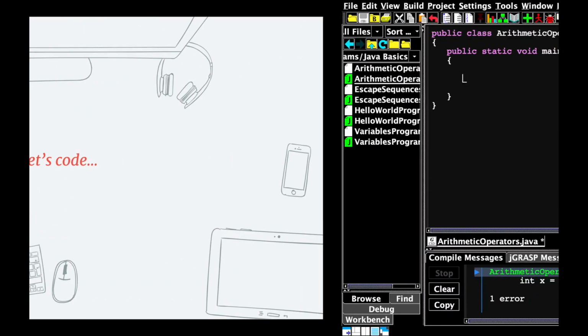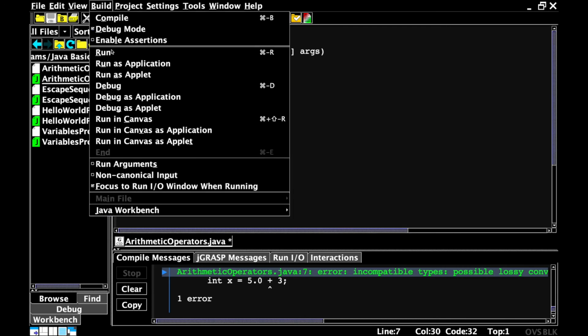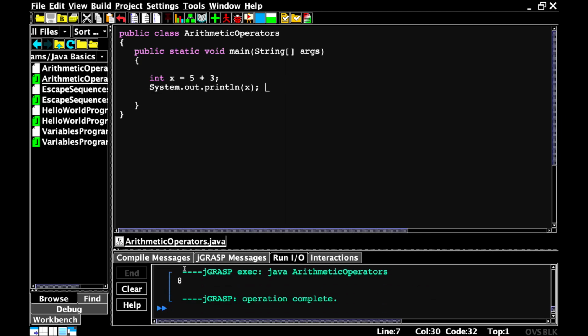Alright, so let's code. I'm in the compiler right now, and let's start off with the addition operator. Integer x is equal to 5 plus 3. And then we print out x. So let's do some basic math. 5 plus 3 is equal to 8. 8 gets stored into x, so therefore when we print out variable x, it should print out 8. And it prints out 8.